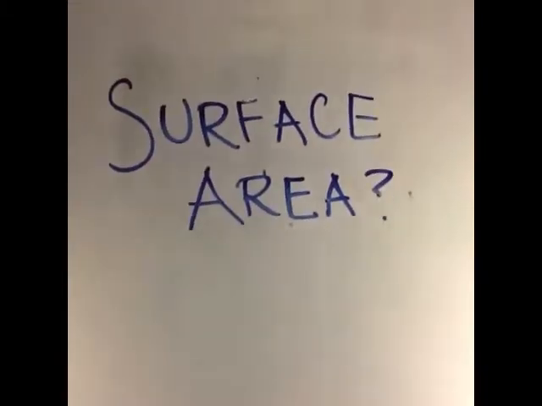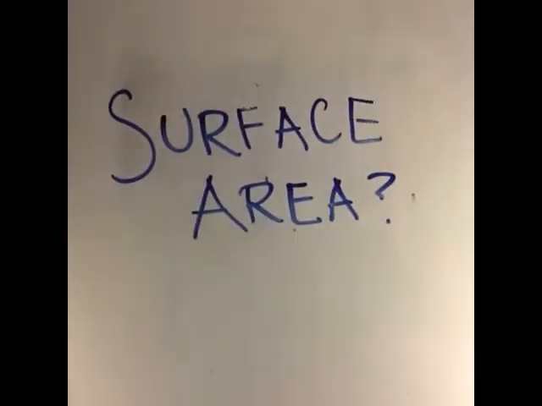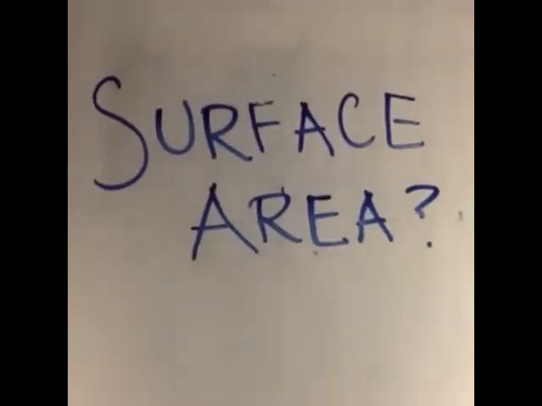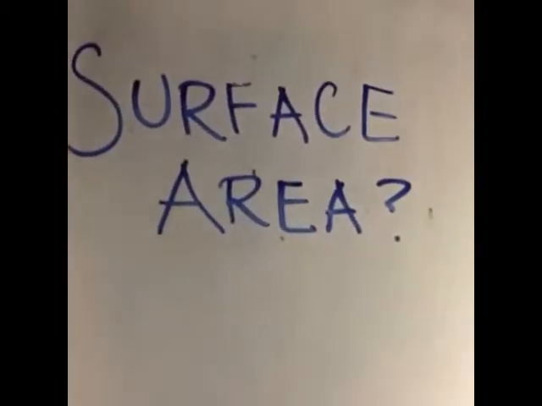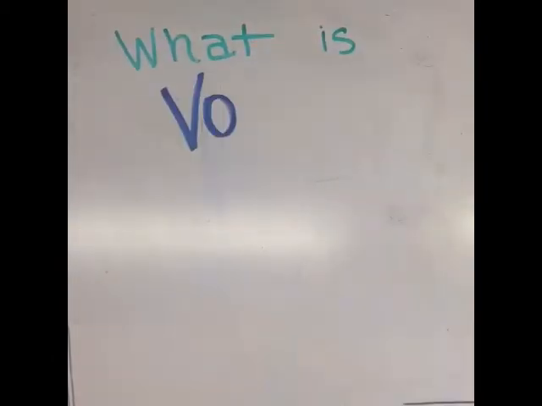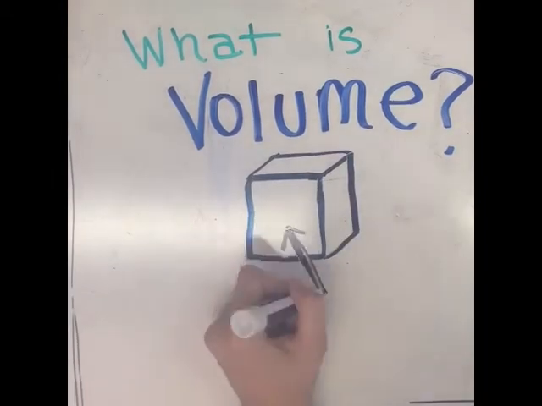What is surface area? Surface area is the amount of area on the surface of an object. Having a large amount of surface area allows our cells to diffuse things more quickly, which is very important. What is volume? Volume is the amount of space on the inside of something.